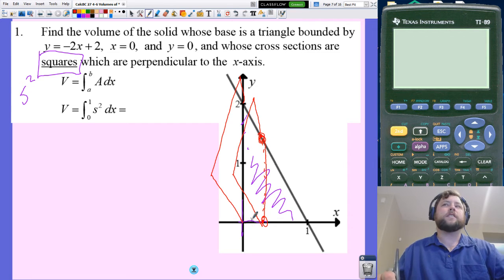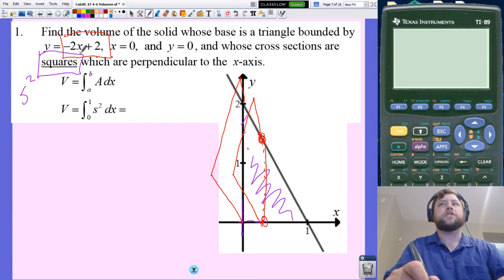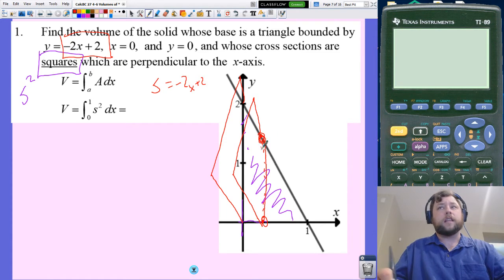What is that distance? Well, notice it's changing, so we know it's going to be some function, and it's going to be relative to this. This is really our only function with a variable that's changing. In fact, the length of the side in this case is going to be just negative 2x plus 2, because the length of that side is just whatever the y value is at that x, plugging into this negative 2x plus 2 equation.